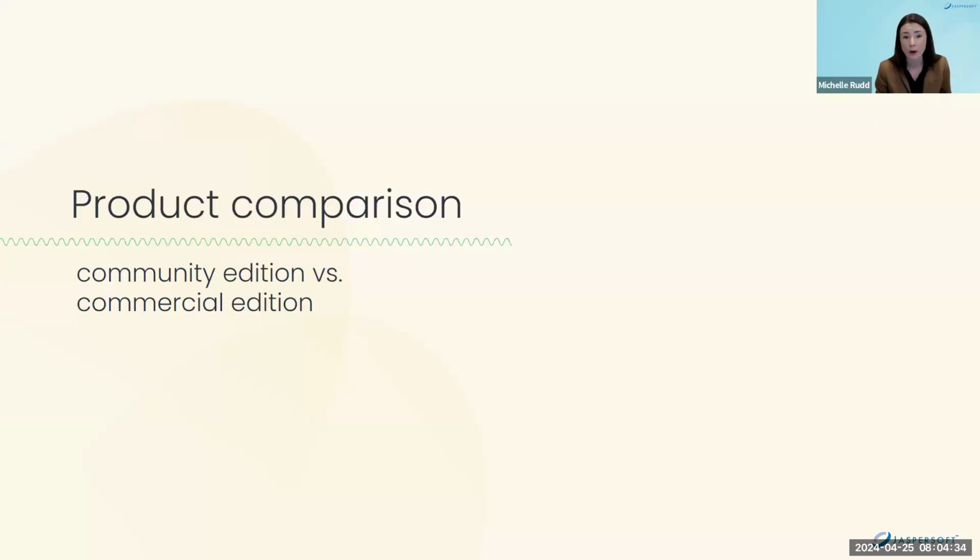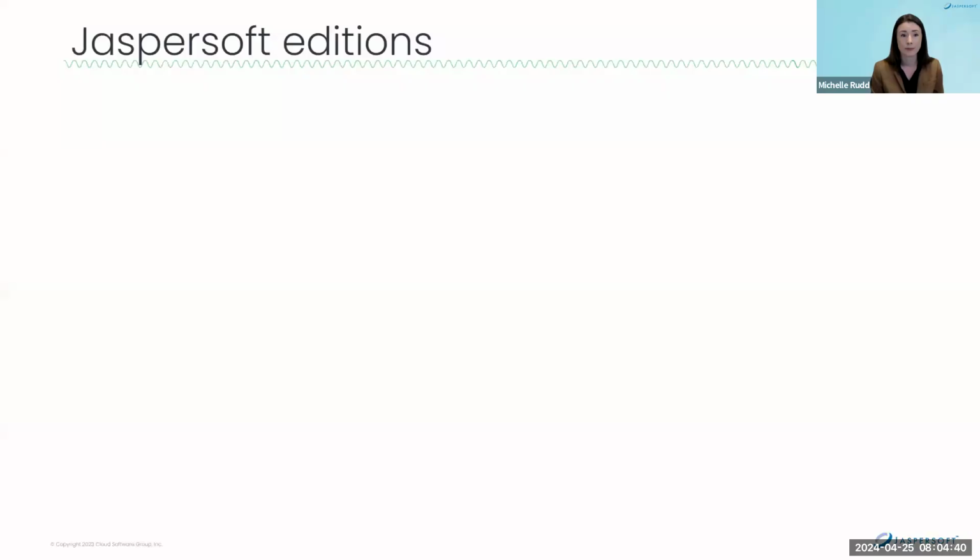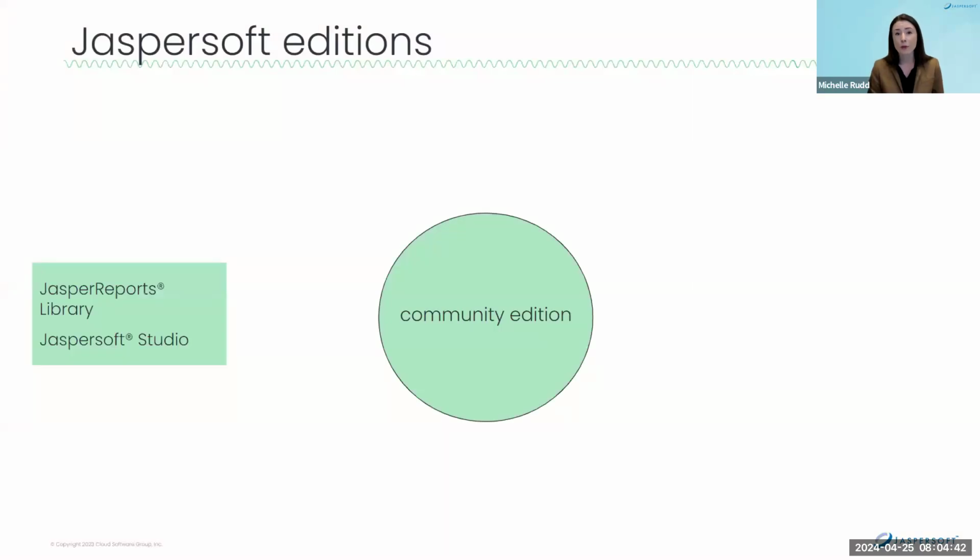Now that we've laid the groundwork, let's jump into a comparison of our Jaspersoft editions. Our Community Edition includes a Java library with a desktop design tool. Users can download this edition for free on our community site and explore some of the most popular capabilities Jaspersoft offers. This edition collects usage data and does not include professional support, security SLAs, warranties, or indemnities.